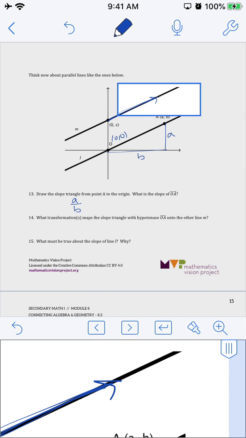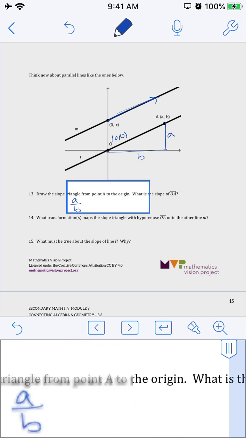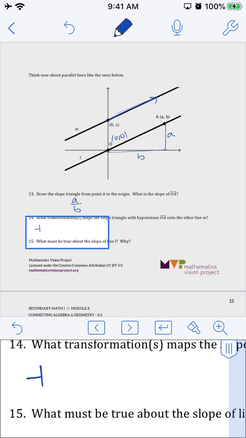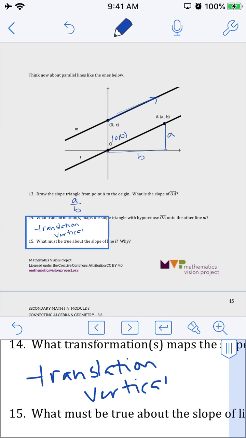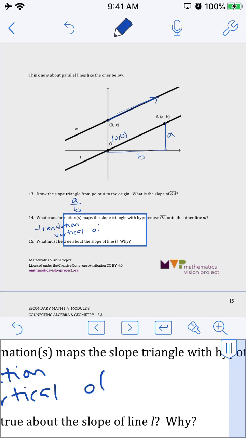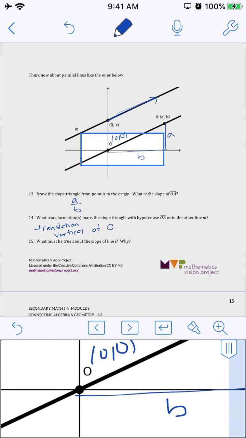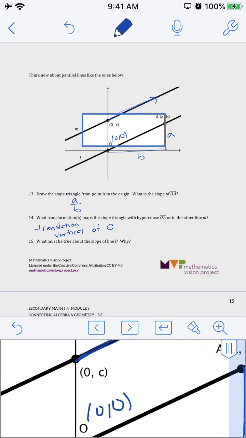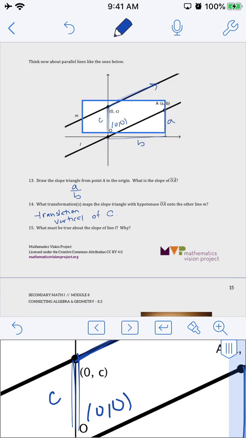It doesn't actually say, but if we were to say it in terms of variables, I would say it was a vertical translation of C. Because we can see it went from 0, 0 to 0C. It went up about C much. Sounds funny. Went up about C, right? So it went up about C.